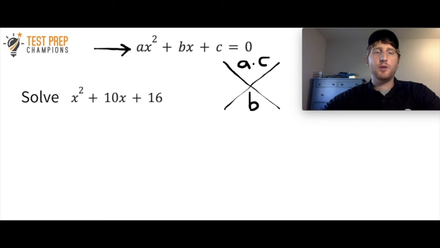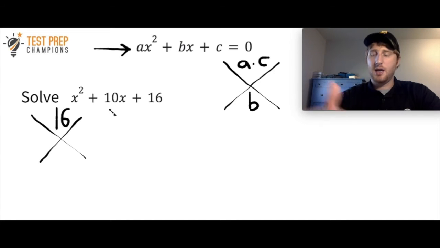Okay, so what's the first step here? Well, technically the first step is to draw a big X like this, but the real first step is we're going to do 1 times 16. We're going to do, in other words, A times C. So 1 times 16 is just 16. And I'm just going to write it here, more to help me keep track of it than anything else. Now, the next step is to just look at B, and I'm going to see that my B is just positive 10. So that is easy enough. So I just write that here. Okay, so hopefully you're with me so far.